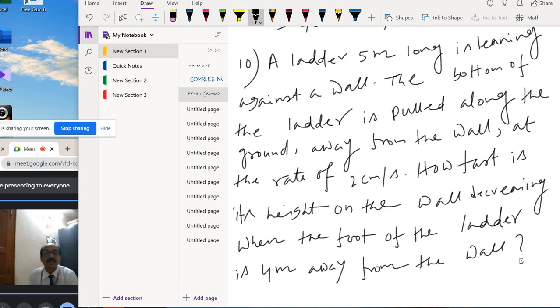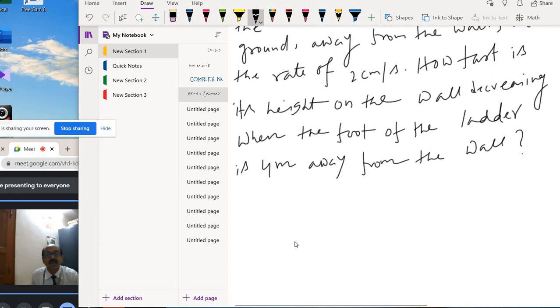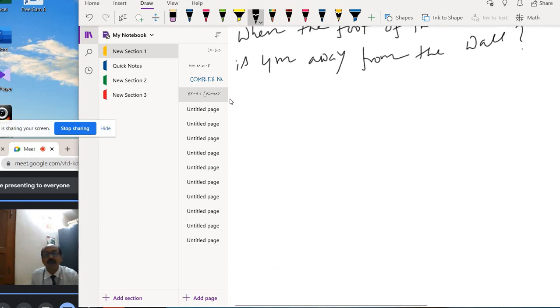Okay, this is the question. A ladder 5 meter long is leaning against a wall. The bottom of the ladder is pulled along the ground, away from the wall, at the rate of 2 centimeter per second. How fast is its height on the wall decreasing when the foot of the ladder is 4 meter away from the wall?